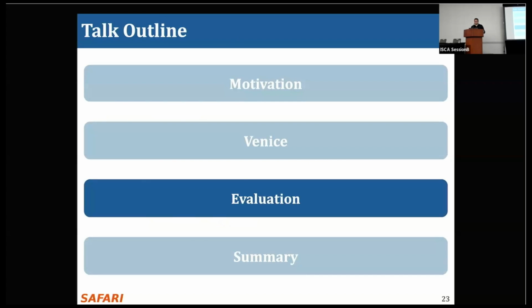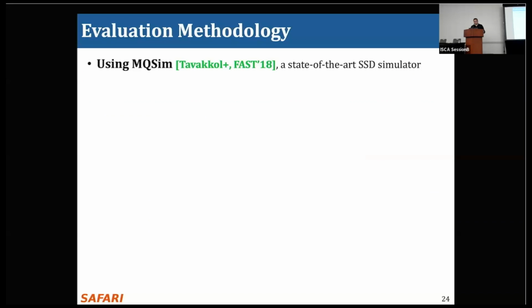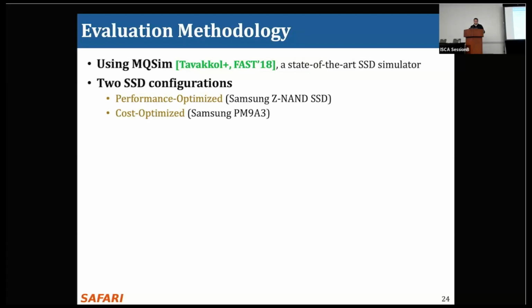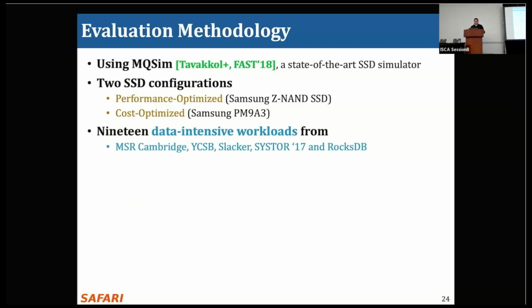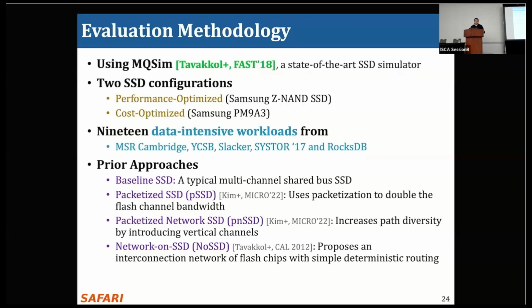Next, we look at the evaluation of Venice. Venice and prior approaches are evaluated using MQSim, a state-of-the-art SSD simulator, and we use two SSD configurations: a performance-optimized configuration based on Samsung Z-NAND SSD and a cost-optimized configuration based on a Samsung TLC NAND SSD. We choose 19 data-intensive storage workloads from a variety of sources, and we implement several prior approaches that we have discussed earlier, along with a path conflict-free SSD, which is an ideal SSD where I/O requests do not experience any path conflicts.